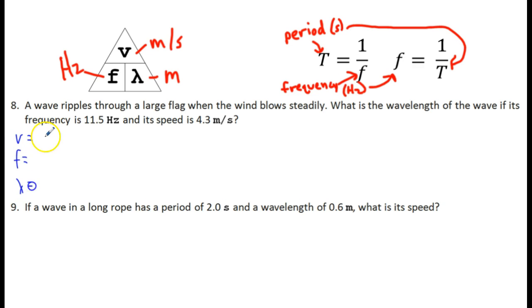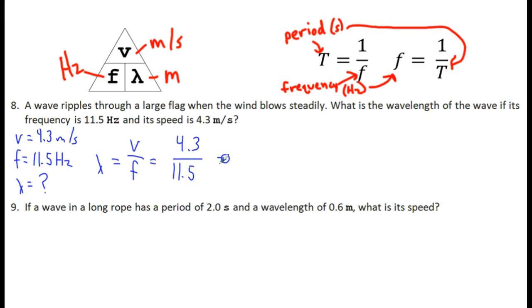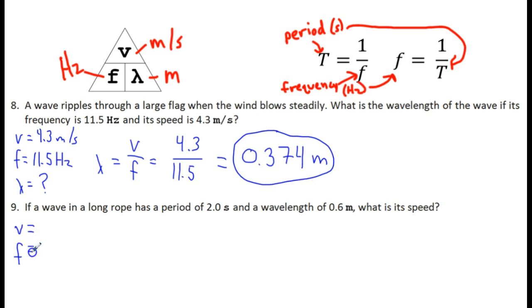All right, let's try a couple more here. In this case, my wavelength is unknown, my frequency is 11.5 hertz, and my velocity is 4.3. Wavelength is velocity over frequency, 4.3 divided by 11.5 is going to give me 0.374 meters. That's how I calculate this last one.